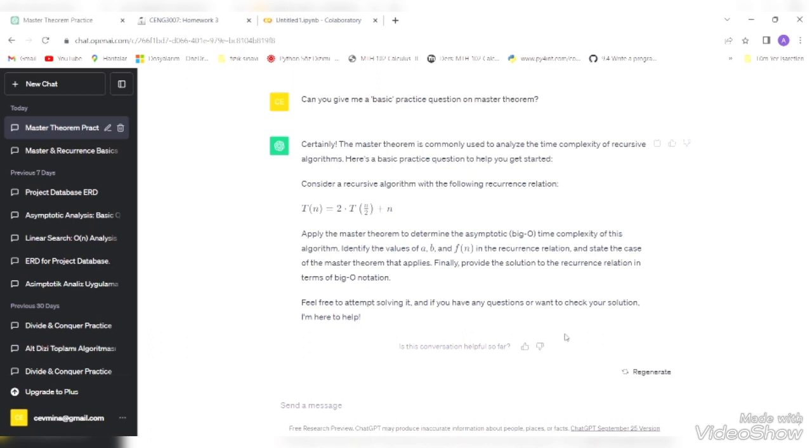Solution. According to the master theorem, the solution is T(n) = O(n^(log 2 2)) = O(n). Thus, the algorithm's asymptotic time complexity is O(n). There you have it. The master theorem helps us to understand the efficiency of recursive algorithms by providing a framework for analyzing their time complexity.